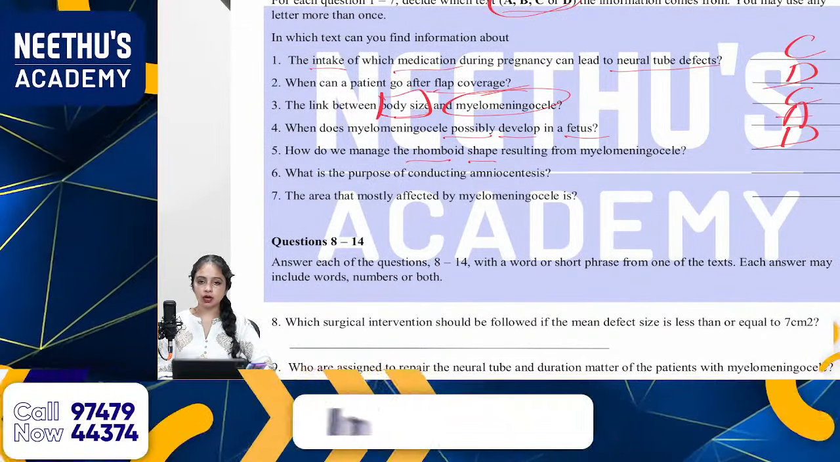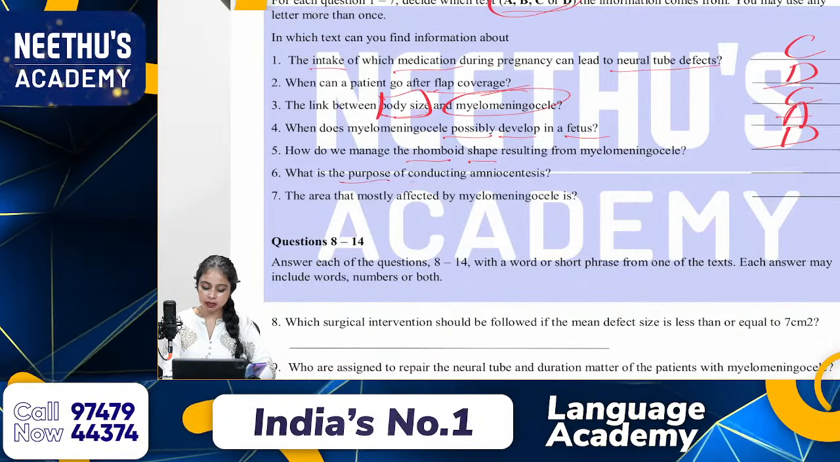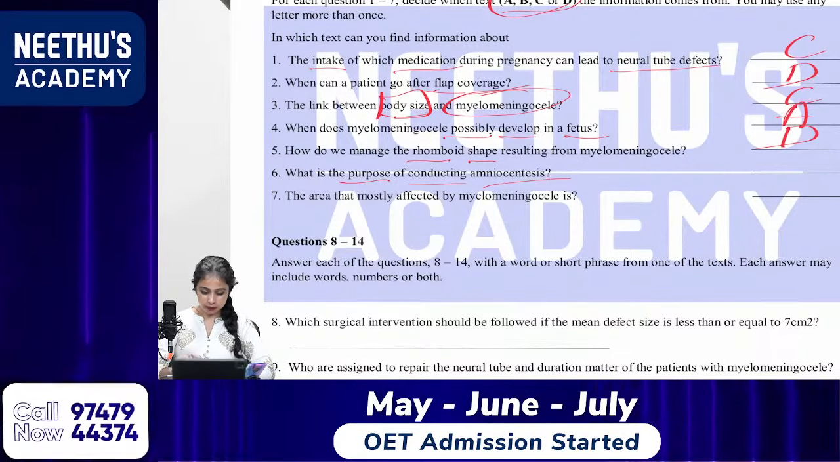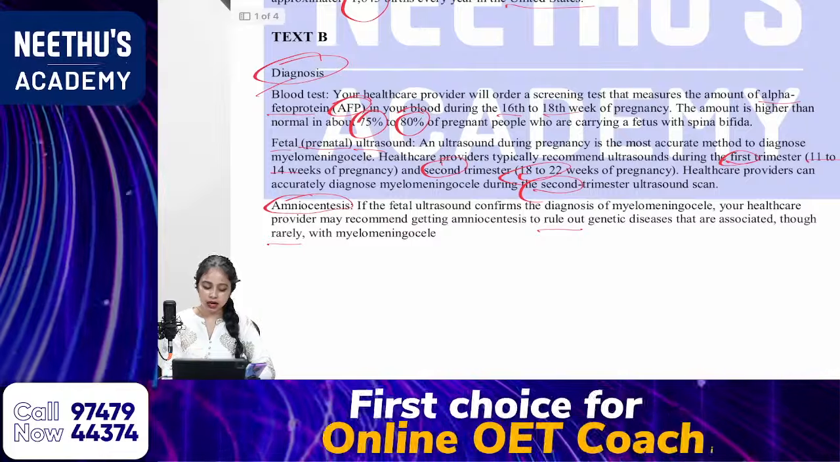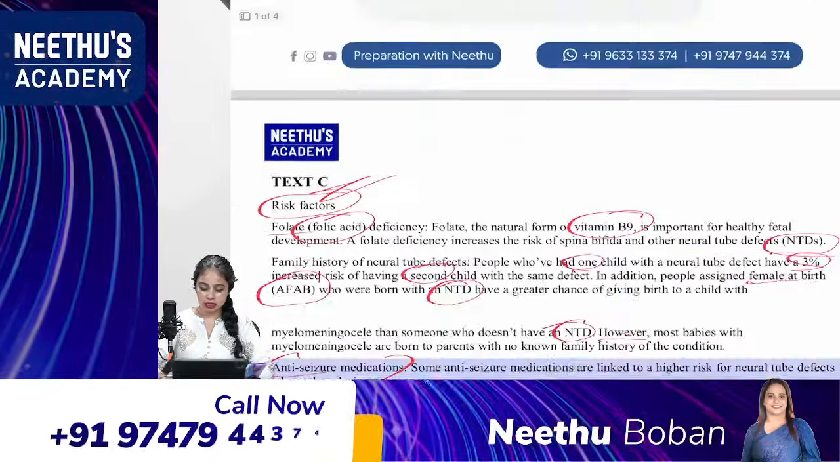Sixth one, what is the purpose of conducting amniocentesis? So my keywords are purpose, conducting, and the particular condition. So which is from text B, as you can see here, the last point, amniocentesis. So my answer should be from text B.